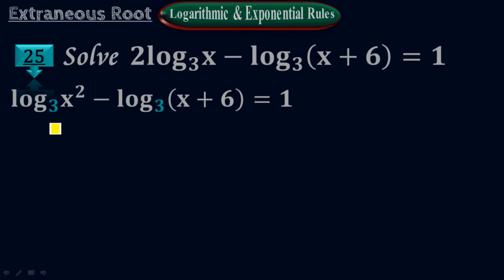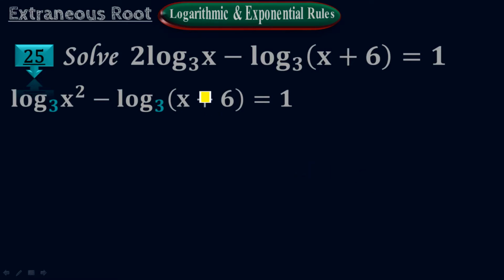Now I have log to the base 3 here and log to the base 3 here. Look at this expression: log to the base 3 of x squared minus log to the base 3 of x plus 6. Can I apply the logarithmic quotient rule? It is like log a minus log b, which equals log of a over b. There is a negative, therefore it will be log of a over b.